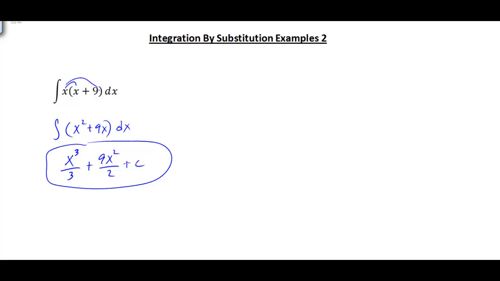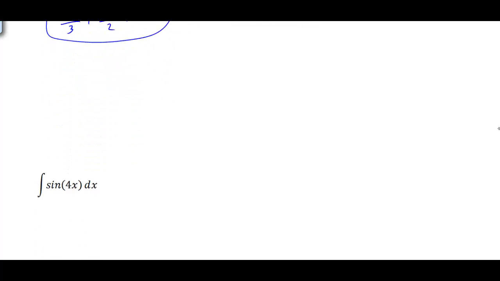Now be careful, that doesn't work if this x plus 9 is raised to a power. So be careful. Every now and then I might sneak in a problem there, and you may think you're trying to use u substitution, but it is not required for the example.